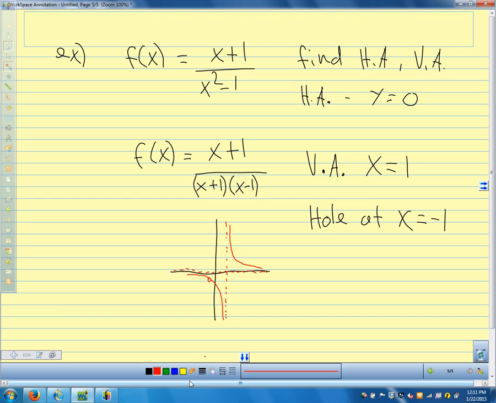Questions there? I think on the homework today, it just asks you to find the vertical and horizontal asymptotes. It doesn't ask for sketching. So we're not doing sketching today. Tomorrow we'll work on sketching.